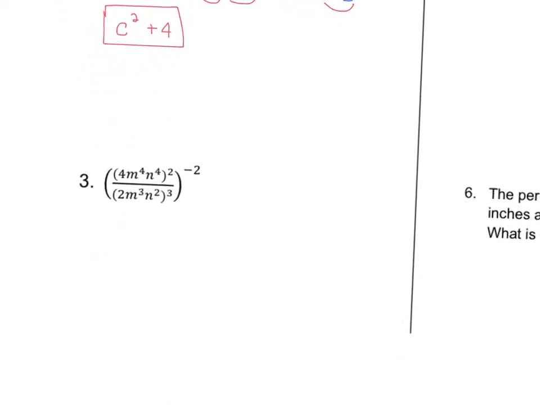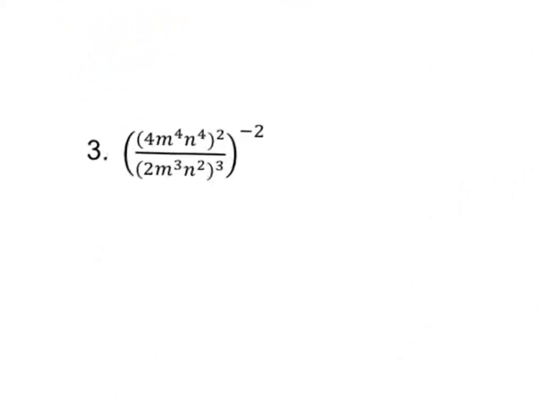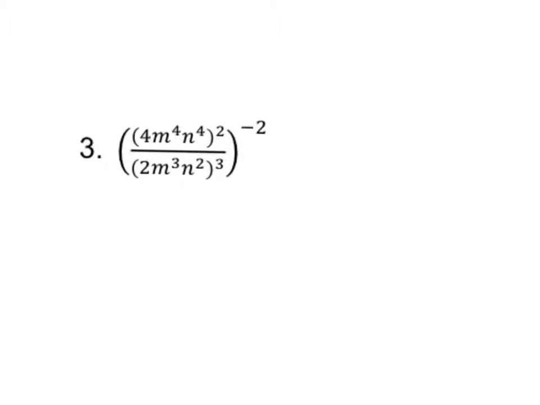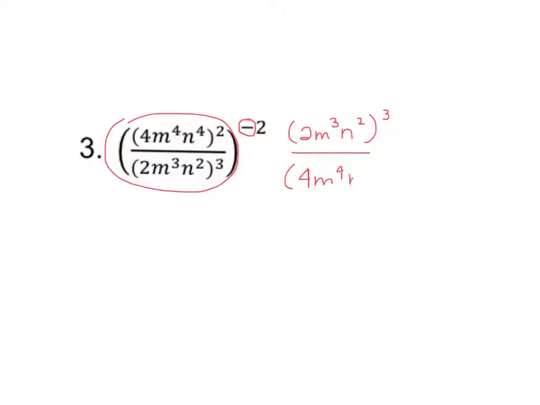Problem number 3, a little bit tougher. The first thing I'm going to do is deal with this negative sign. The negative sign means I want the reciprocal of all of this stuff below it. So to find the reciprocal, I just flip the whole thing over. Everything keeps its sign. The 4m to the 4th, n to the 4th goes to the denominator, keeps its sign. Got parentheses still around it, but now it's to a positive 2 power.